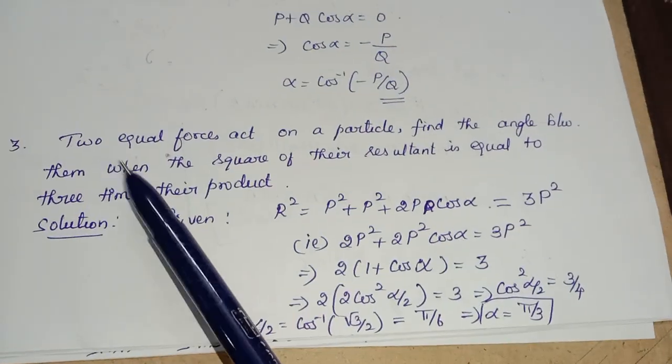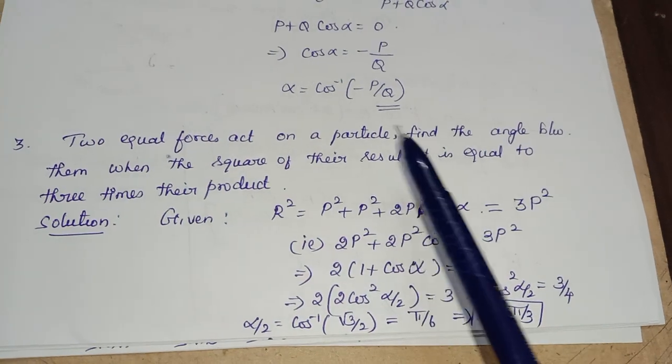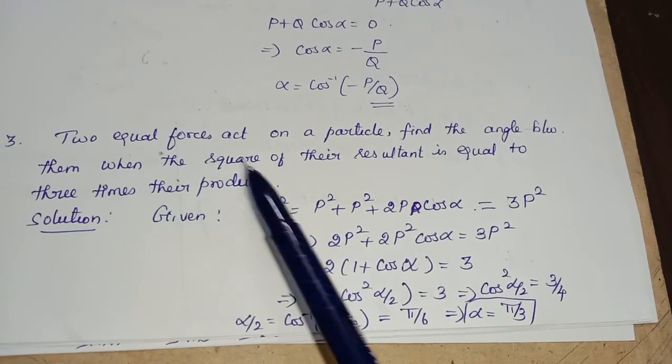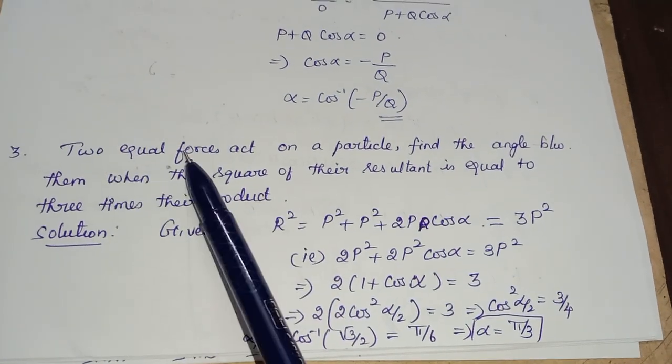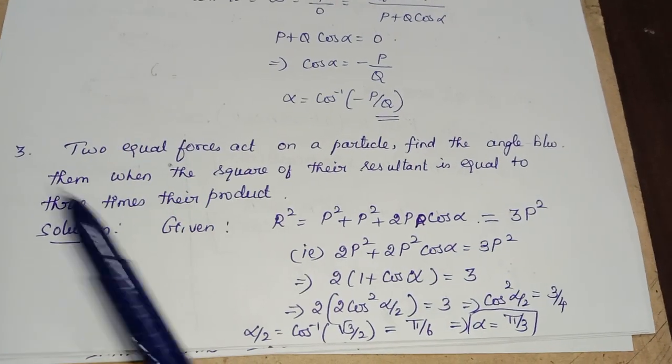Next problem. Two equal forces act on a particle. Find the angle between them when the square of the resultant is equal to 3 times their product. So the forces are equal. So one force is P, another force is also equal to P.